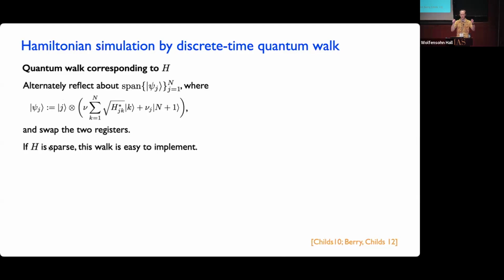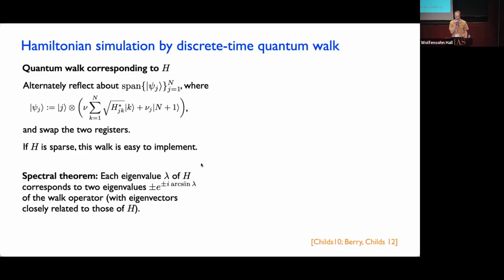And the other reflection we're going to do is swap the two registers. So we're going to have an operation that consists of first reflecting about the span of all of these states and then swapping the two registers. And that's going to be a step of our walk. It's an easy thing to implement if H is a sparse Hamiltonian.